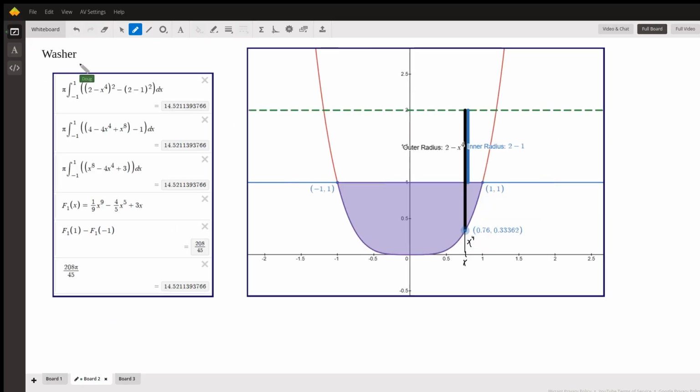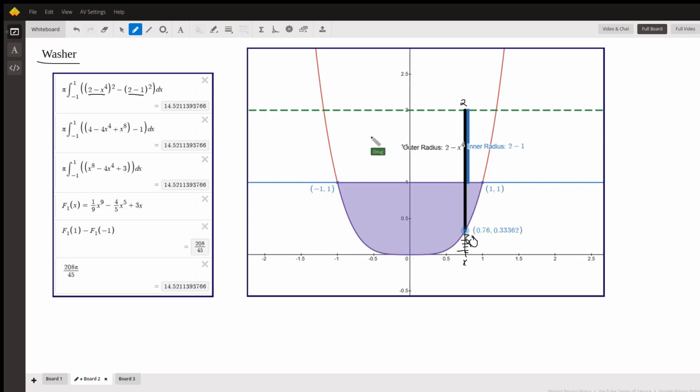So for the washer method, we want to use outer radius squared minus inner radius squared, where the outer radius is the distance from the axis of revolution to the outermost part of the region, which is the y-coordinate at the top, which is always 2, minus the y-coordinate at the bottom, which is this x to the fourth. In essence, we're taking away this distance right here to leave the outer radius. 2 minus x to the fourth, there's the outer radius squared.